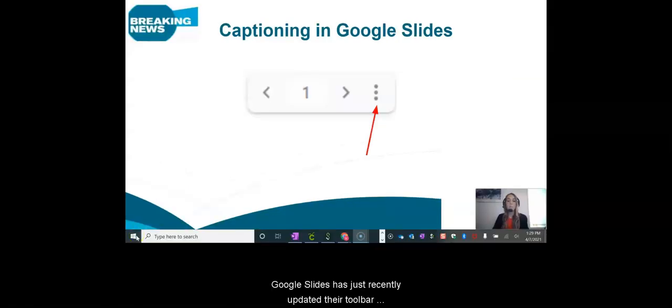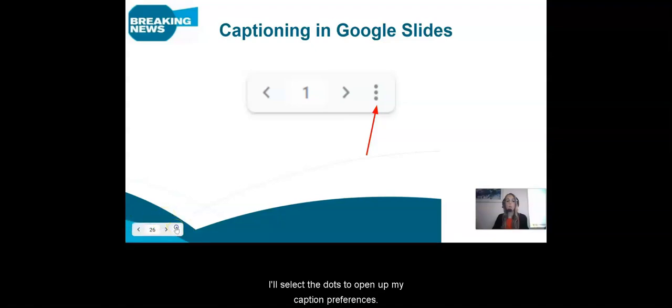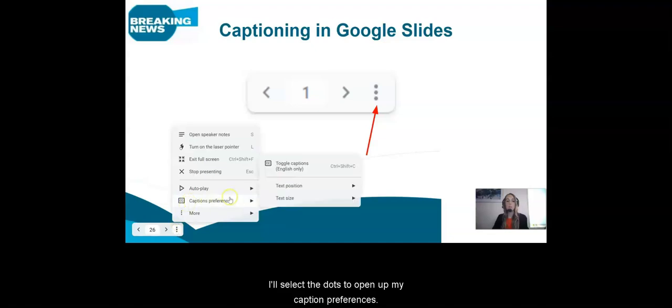Google Slides has just recently updated their toolbar, and so now it looks like this, pictured here. You'll need to activate captions by going to this three dots option. So our new toolbar is located in the bottom left corner of your screen. I'll select the dots to open up my captioning preferences and then toggle captions on.